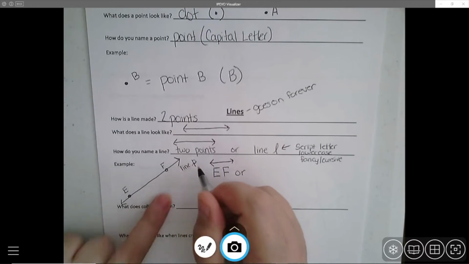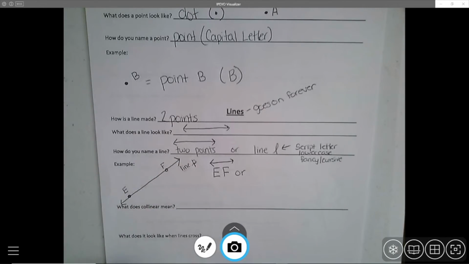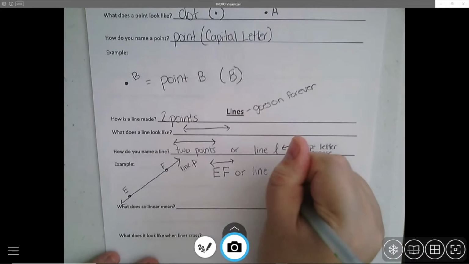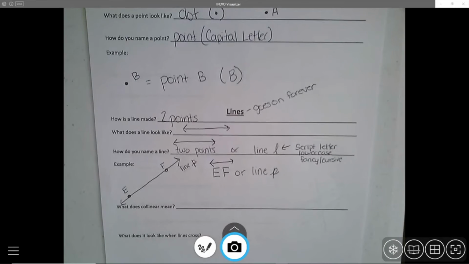Now, this one also has a script letter. Sometimes you will see it written as line P. Sometimes you just have the letter here by itself, which we'll see here in an example. You just write the word line and then write that little script letter, which in this case was a P. Notice how it looks fancy. It's a cursive and it is lowercase.